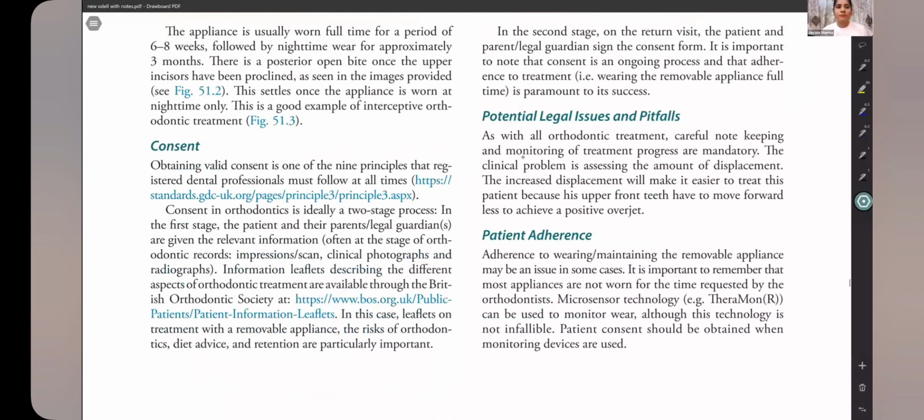Now, the appliance is usually worn full time for a period of 6 to 8 weeks. Although the duration of the complete appliance therapy is not asked, they're always asking you what kind of treatment you will be doing. So they're not asking you the duration, but it's good to know a little bit extra. So 6 to 8 weeks is the one time, followed by nighttime wear for approximately 3 months.